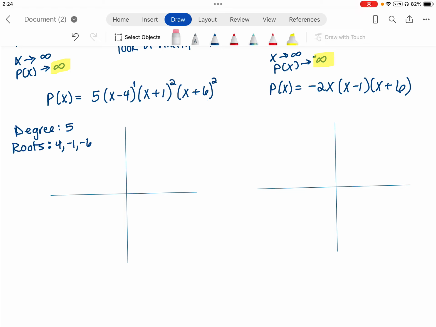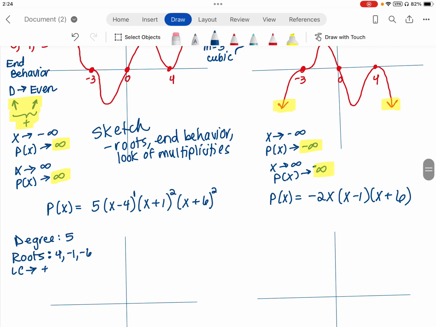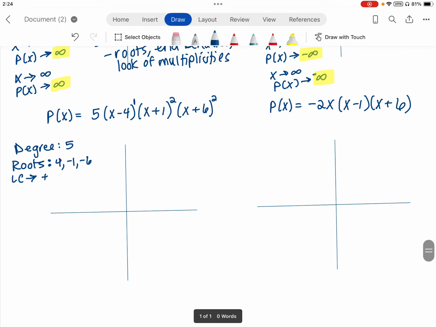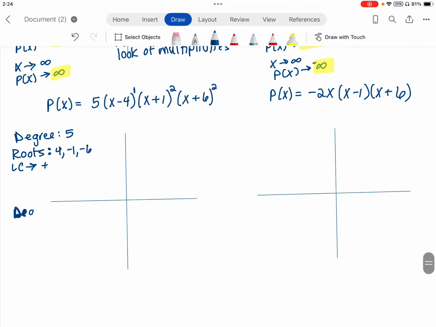Okay, and then you also want to notice your multiplicities at each. We have a multiplicity of 1 at the 4, a multiplicity of 2 at the -1, a multiplicity of 2 at the -6. My leading coefficient is positive, okay? And I also want to think about putting all of this together on a graph. Now, when your degree is odd, okay, so up here we talked about when the degree is even. So this one is if your degree is odd.